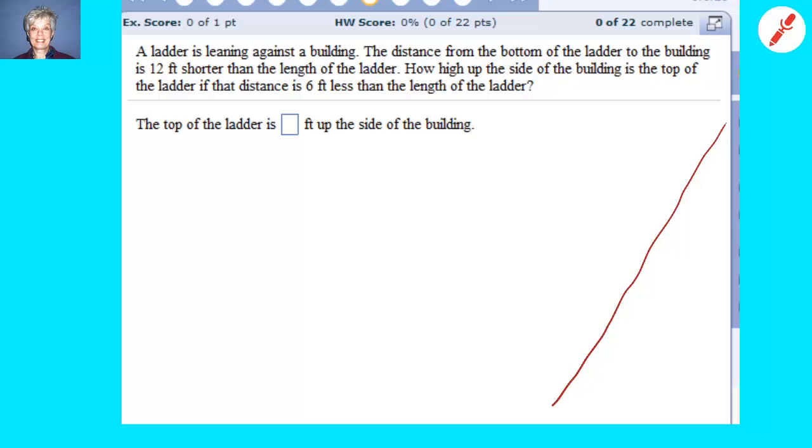Now a ladder is leaning up against a building. The distance from the bottom of the ladder to the building is 12 feet shorter than the length of the ladder. How high up the side of the building is the top of the ladder if that distance is 6 feet less than the length of the ladder? Well, we're told enough to be able to work this problem. We're going to use the Pythagorean Theorem again.